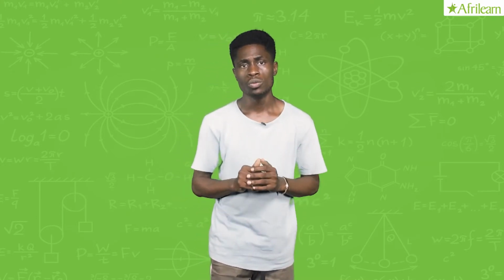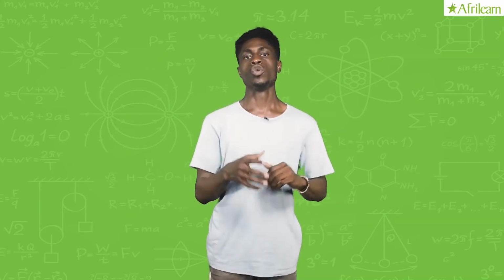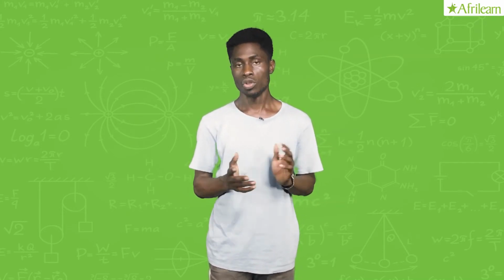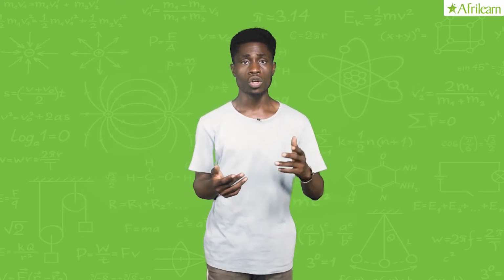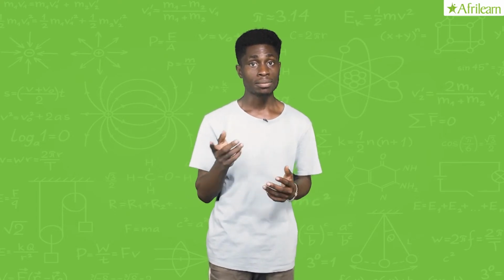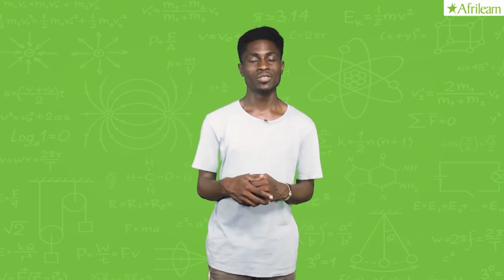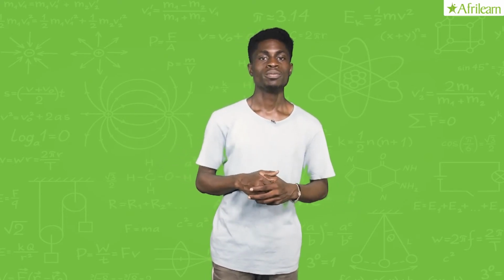Now if the resistance of an electric iron is 50 ohms and 3.2 ampere current flows through the resistance, find the voltage between 2 points. Solution. Given parameters, resistance R equals 50 ohms, current equals 3.2 amps. Therefore, voltage will be equals to what? I times R to give us 160 volts. That's straightforward. Let's have one more.